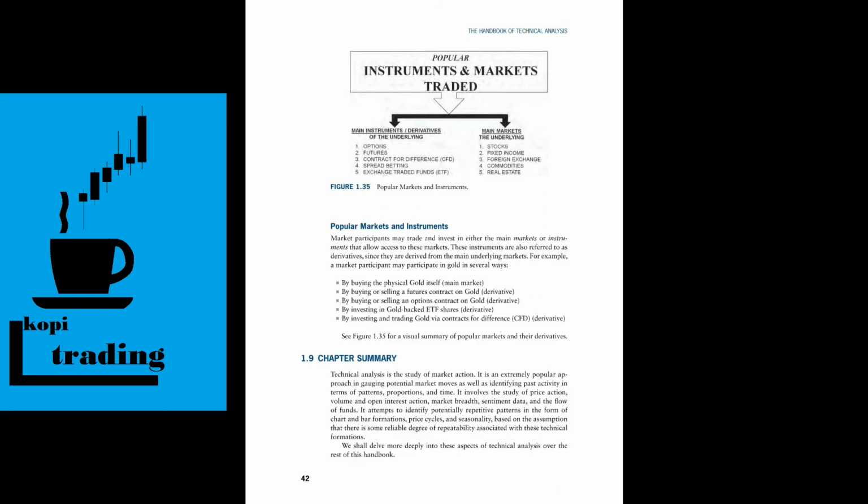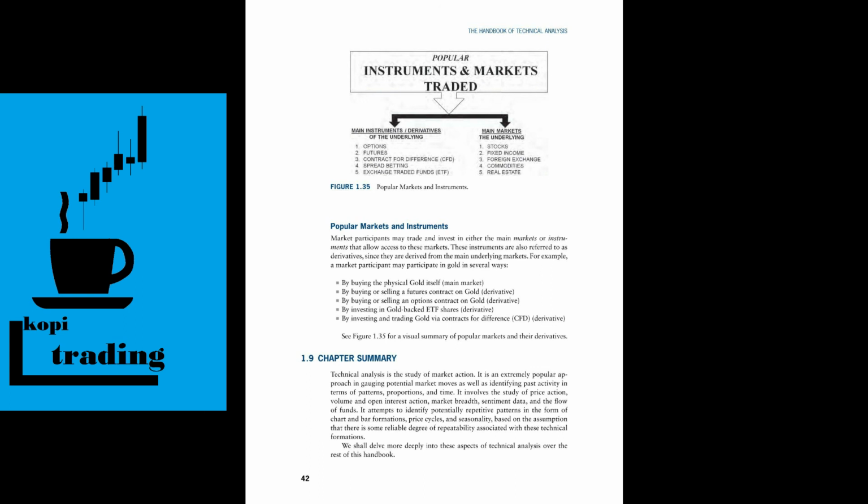Figure 1.35 Popular markets and instruments. Popular markets and instruments. Market participants may trade and invest in either the main markets or instruments that allow access to these markets. These instruments are also referred to as derivatives since they are derived from the main underlying markets. For example, a market participant may participate in gold in several ways. By buying the physical gold itself, main market.